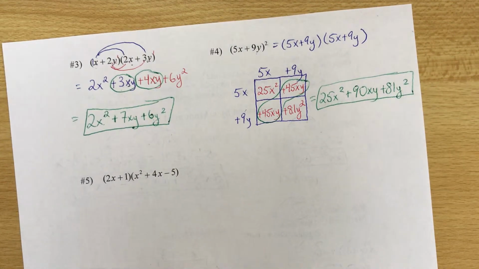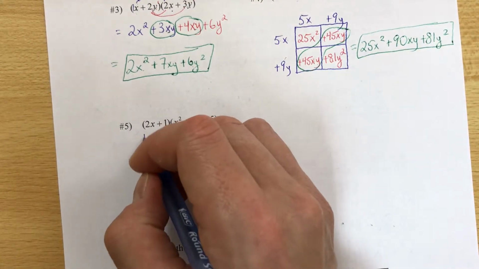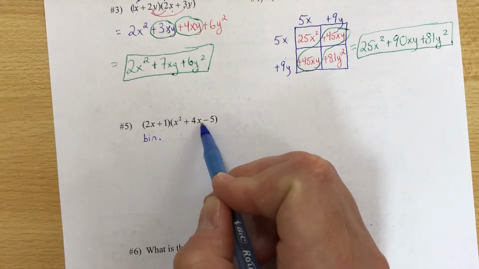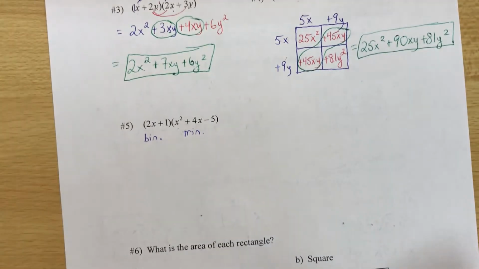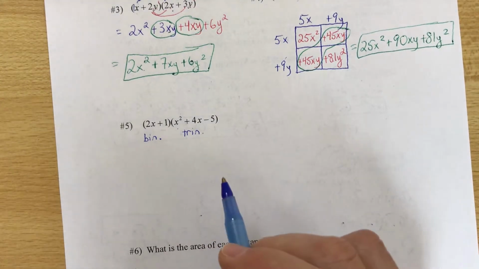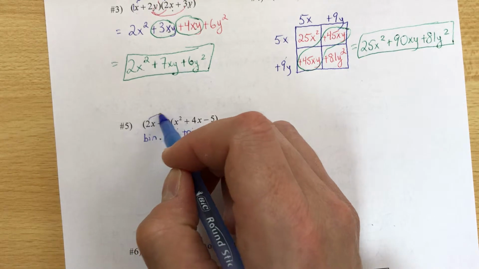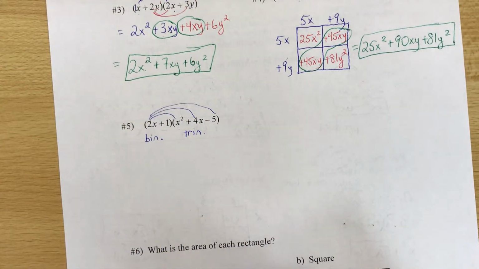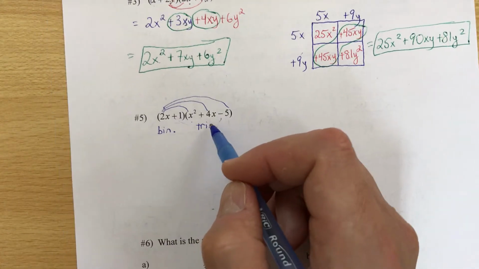That's it. Okay, let's do 5 here. 2x plus 1, that is a binomial. X squared plus 4x minus 5 is a trinomial. Now, you can distribute if you would like. You could do 2x times all of these, that whole set of parentheses. You could do positive 1 times all of these, and then you could add the like terms.